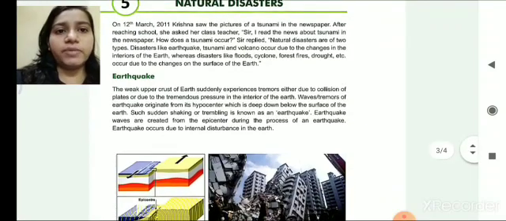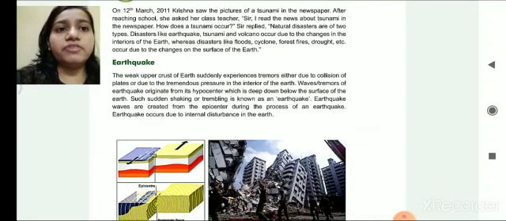First one is earthquake. The weak upper crust of earth suddenly experiences tremors either due to collision of plates or due to the tremendous pressure in the interior of the earth. The upper part of the surface of the earth which experiences sudden shaking either due to the movement of the plates inside the structure of earth or due to the tremendous pressure, that means due to increase in the pressure in the interior of the earth. Such a weak crust starts moving and hence it is considered as earthquake.